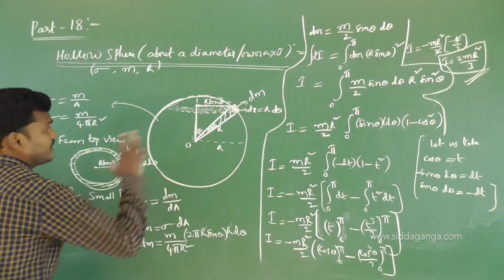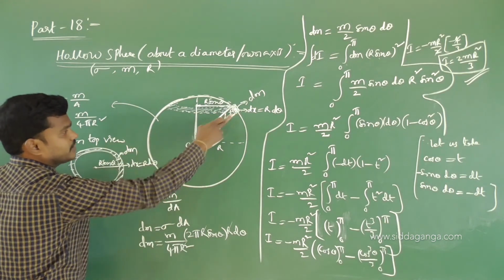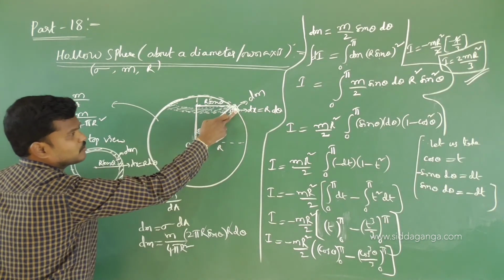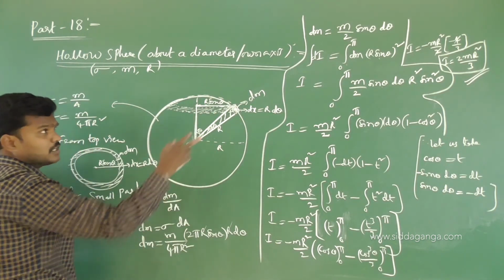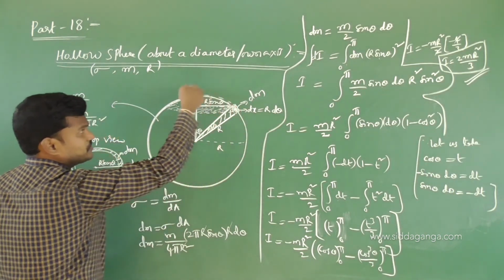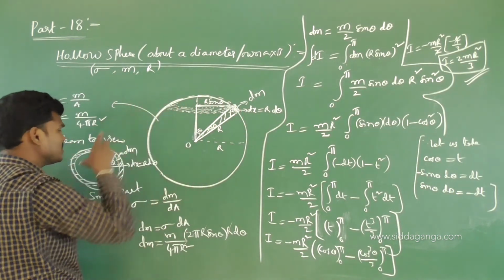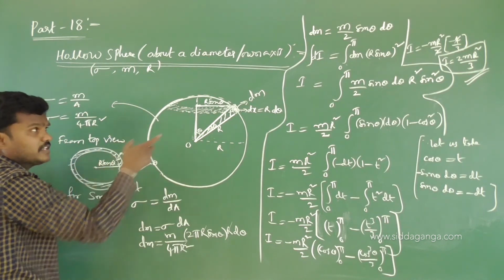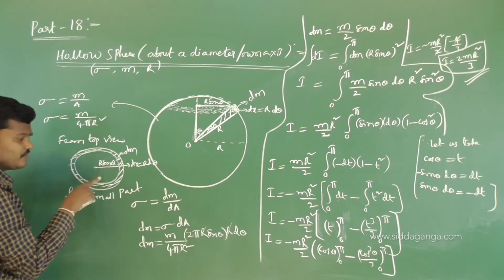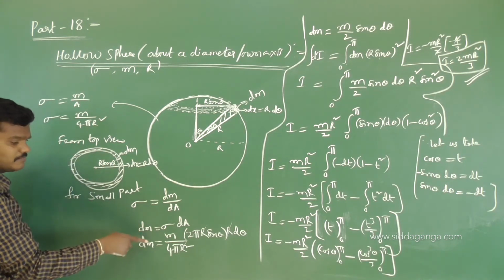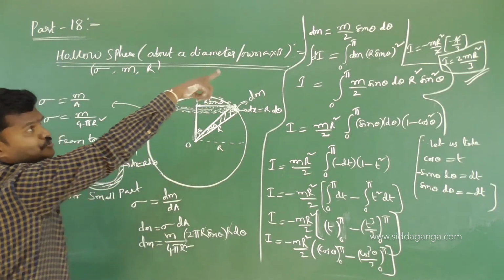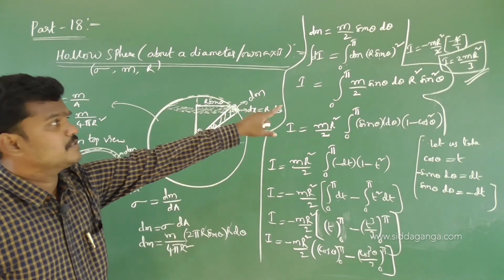To find this, I have taken a small element at an angle theta with respect to the vertical. This small part has mass dm and some length dx, which is nothing but r d theta. The top view looks like a circle, and that circle has radius r sin theta. So for the small part I got the sigma value and the dm value, and I substituted dm in the integration process.